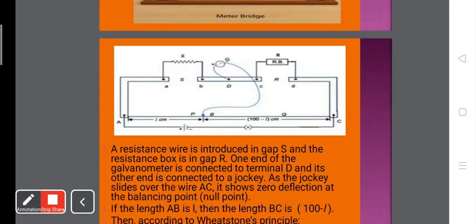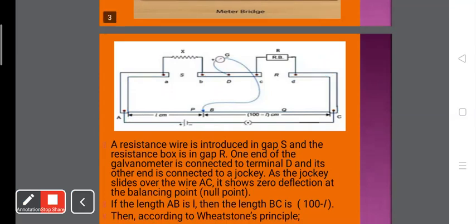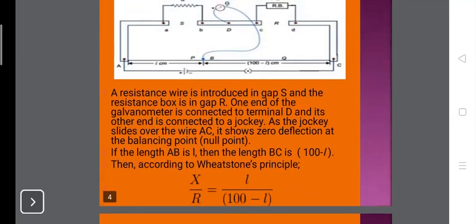Clear? So how does the meter bridge work? Let's understand the working of the meter bridge. We already know the principle of the Wheatstone bridge. The meter bridge works on the principle of the Wheatstone bridge. Clear? So what is the working? Let's start to understand its working.